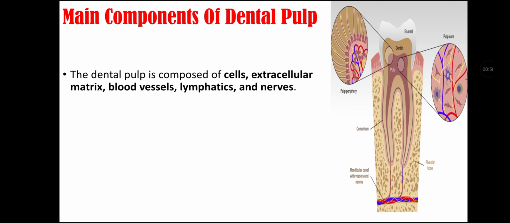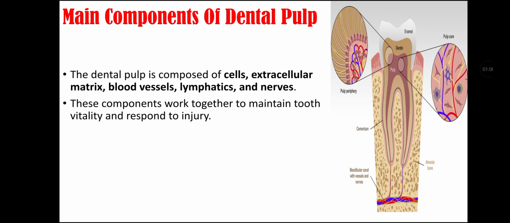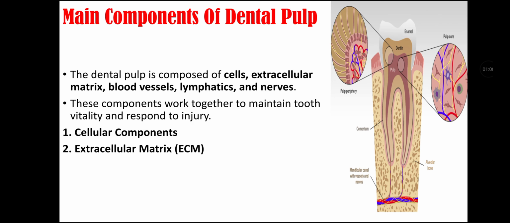Main components of dental pulp. Dental pulp is composed of cells, extracellular matrix, blood vessels, lymphatics, and nerves. These components work together to maintain tooth vitality and respond to injury. If we enlist all these components, we have in pulp cellular components, extracellular matrix, vascular components, and nervous components. Now let's talk about these components one by one.